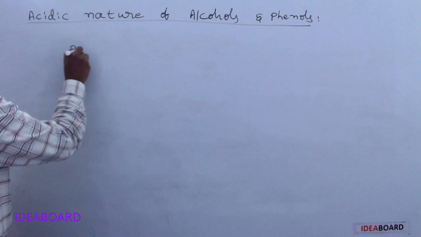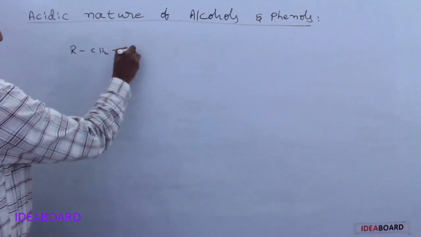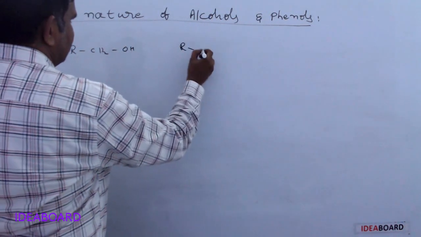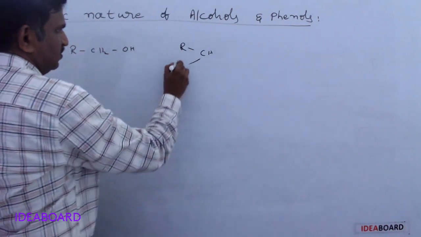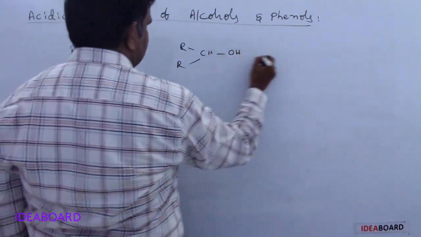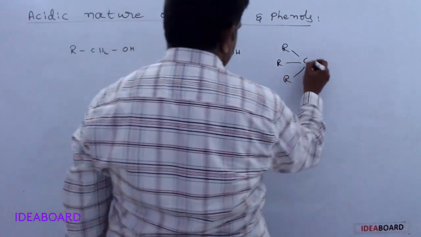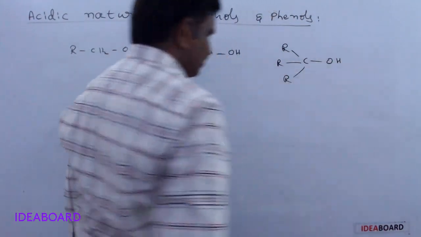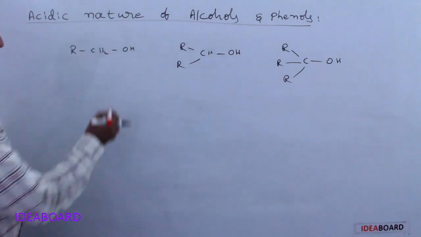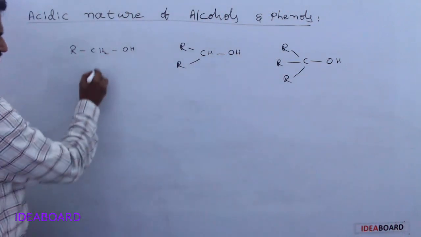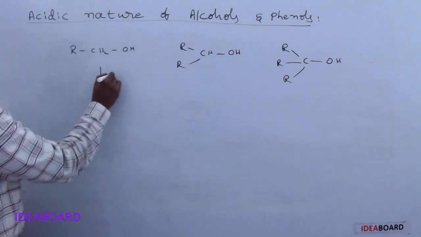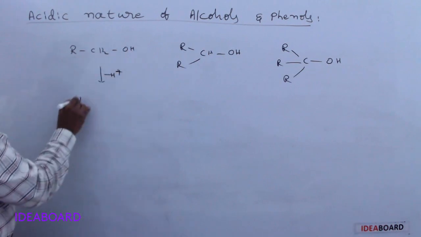Suppose here I have RCH2OH, and I have RCHROH, and the third one is RCR and ROH. Whenever this releases this H, after the dissociation or after the removal of proton, what is it forming?